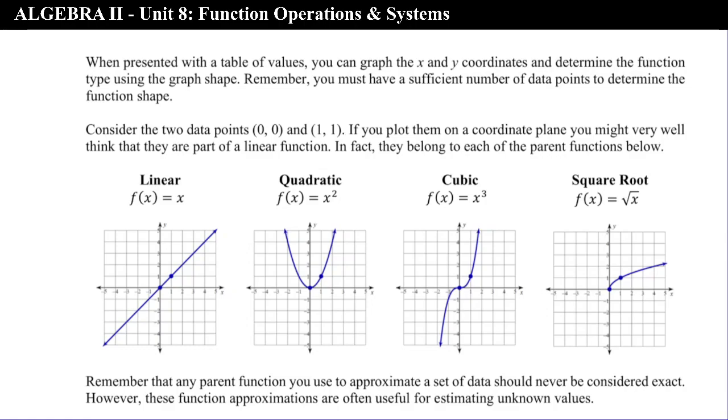Consider two data points, (0, 0) and (1, 1). Okay, those are both coordinate pairs. If you plot them on a coordinate plane, you might very well think that they are part of a linear function. In fact, they actually belong to each of the parent functions that you see here. The points (0, 0) and (1, 1) can be on a linear function, they could be on a quadratic, they could be on a cubic, or they could be on a square root. All four of these contain those two specific points.